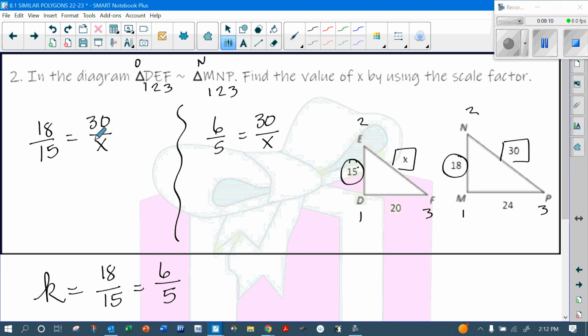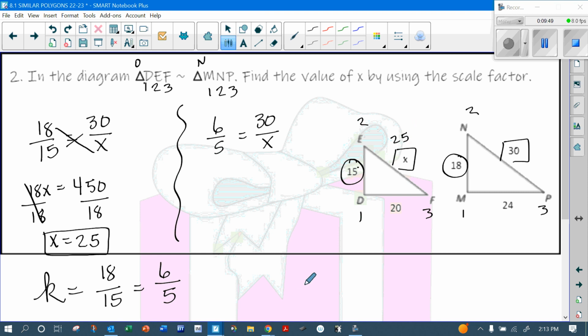I usually do it this way, but if they're wanting the scale factor, then you reduce first. But just to keep with consistency, you're going to cross multiply, because anytime you have a proportion, you're going to cross multiply, butterfly method, whatever you learned to call it. So 18 times X is 18X, and 30 times 15 is 450. And then you divide both sides by 18, just like you would any other problem. So now divide by 18, and we get that X is 25. So now I know that this side is 25.